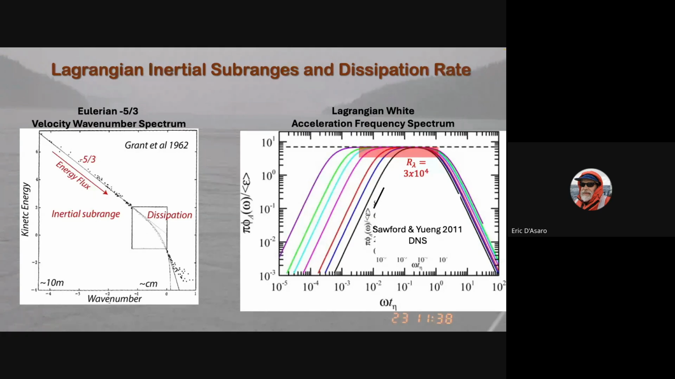There's a Lagrangian, there's an inertial subrange for acceleration also. This is from some laboratory and numerical simulations. Turns out that the right way to say it is that acceleration is white.